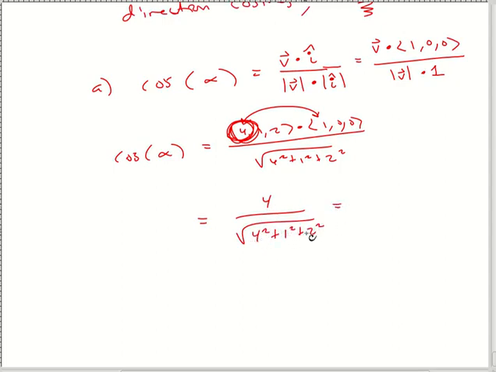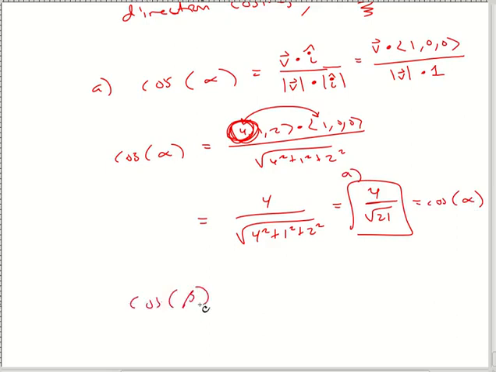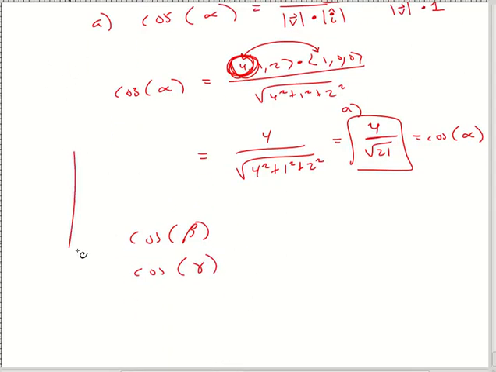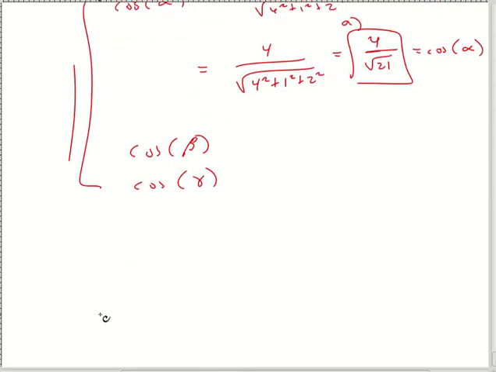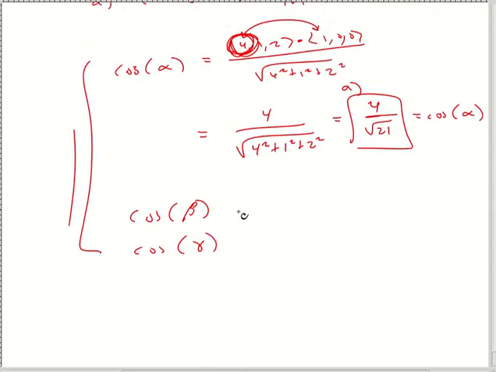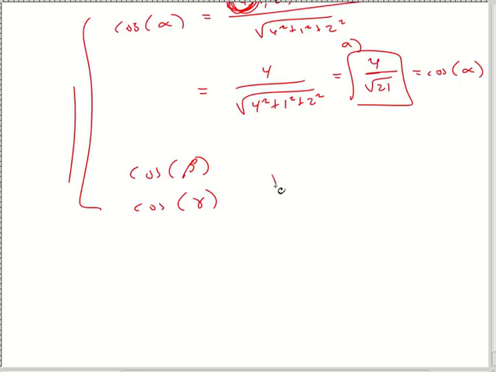And so that's 16 plus 4 is 21. So basically I got 4 over the square root of 21. And this is again equal to cosine alpha, which is your part A answer. And they're going to want it again for cosine beta and then cosine gamma, I think is what they were using. Regardless, this is essentially your part A, all this stuff. And you just repeat it for your y component and z component. So I'm just going to put repeat.